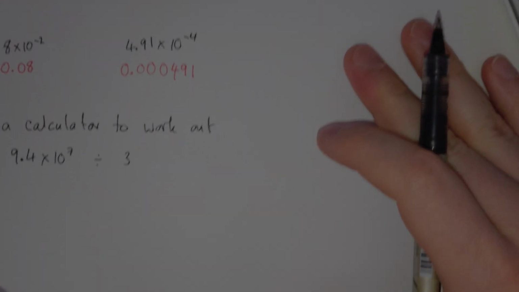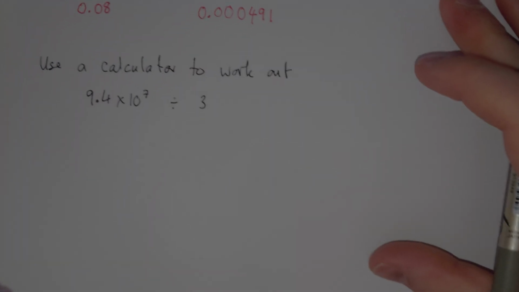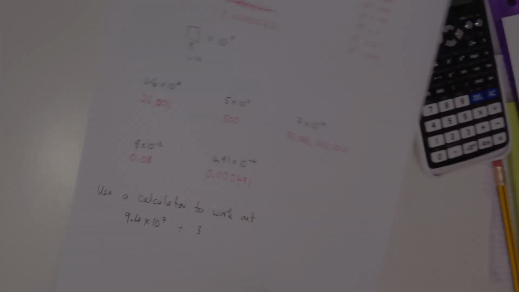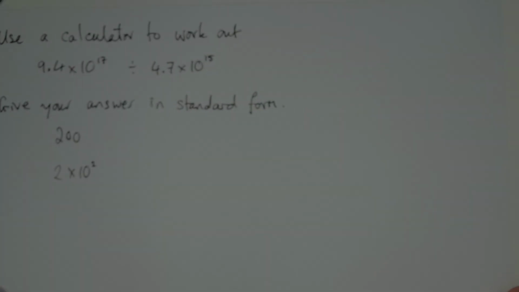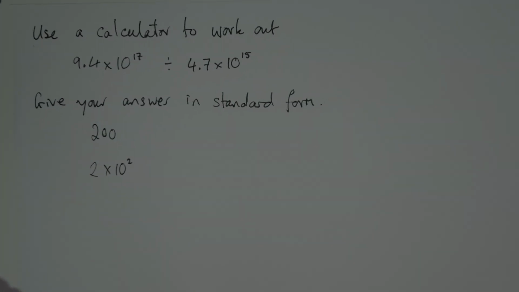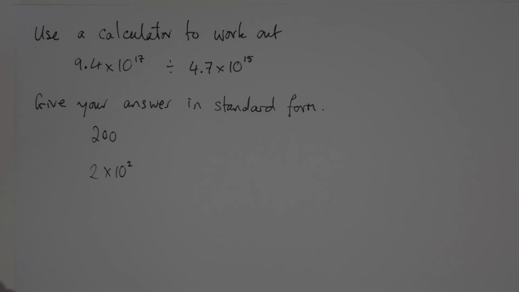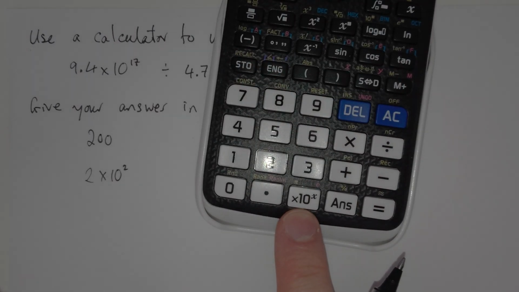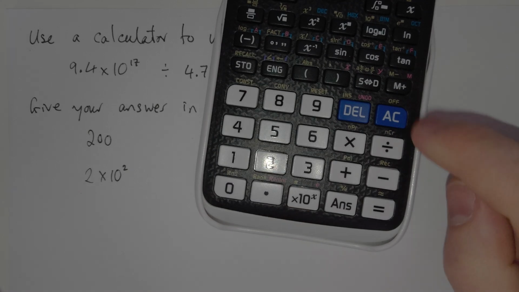Finally, I showed you the buttons to press on the calculator. The button on the calculator, oh, that's the wrong one. Didn't do that one. Did this one, didn't we? And I showed you that the button to press on the calculator for standard form is that one there. Okay, best of luck with these.